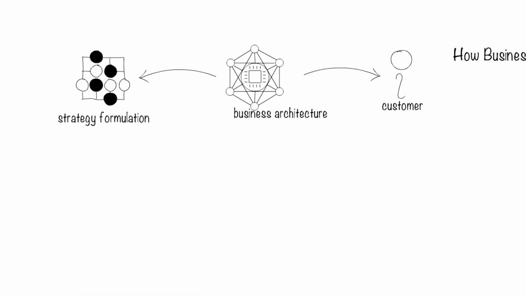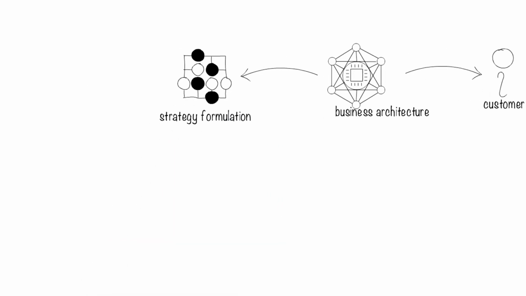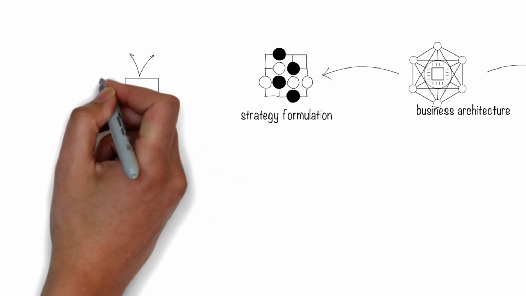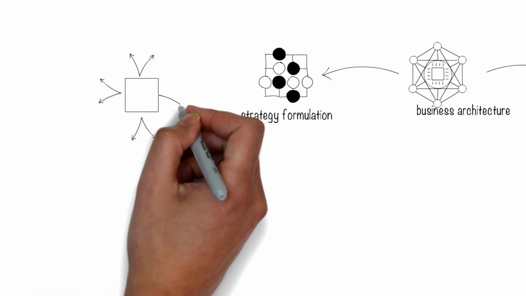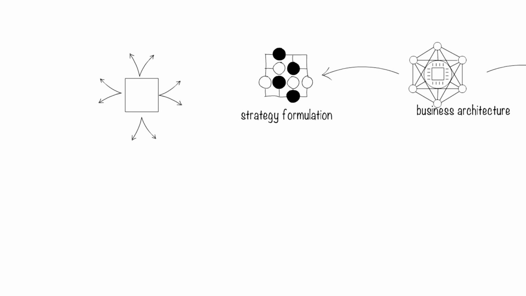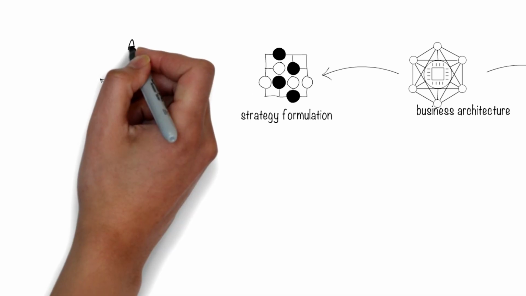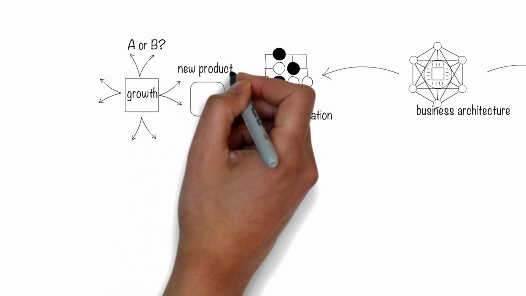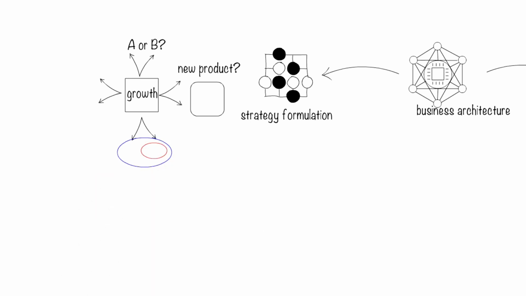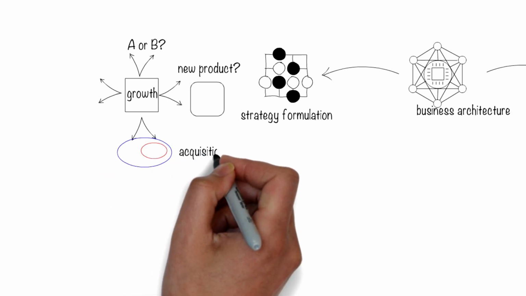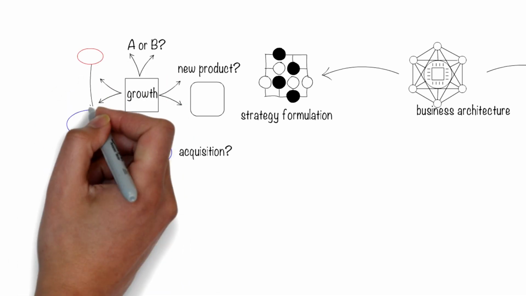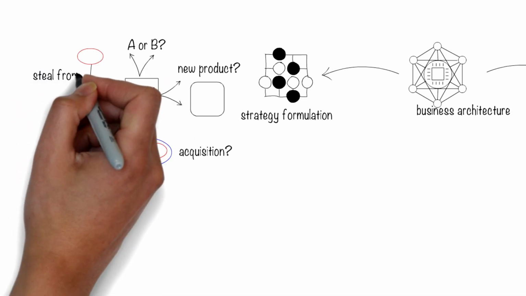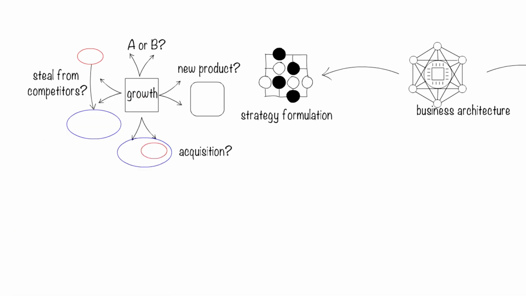For example, in strategy formulation. What is strategy? Business strategy is about what choices the business should make to achieve a certain objective. At the highest level, the business usually would like to grow. So, what is the strategy for growth? One possibility is to create a new product to sell to new or existing customers. Another possibility is to increase the market share through acquisition. Yet another possibility is to attract competitors' customers by offering them better service.